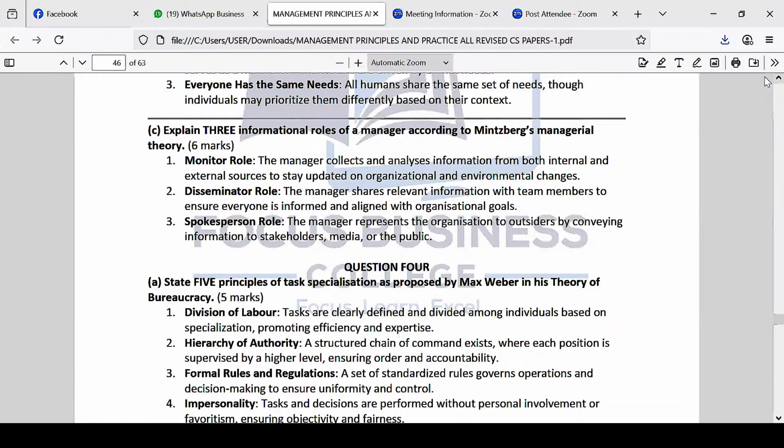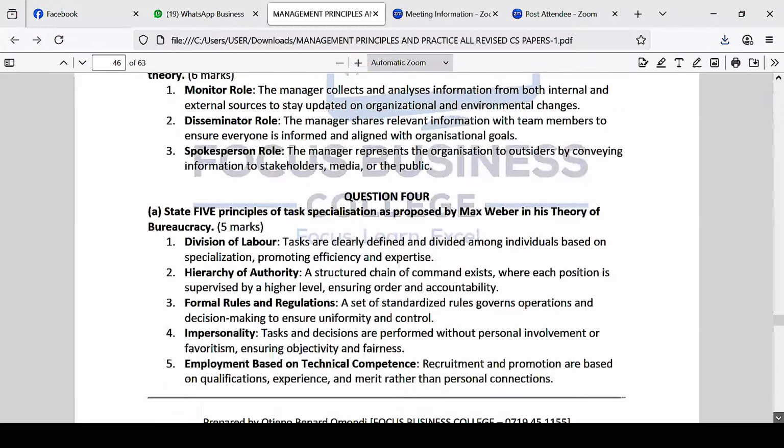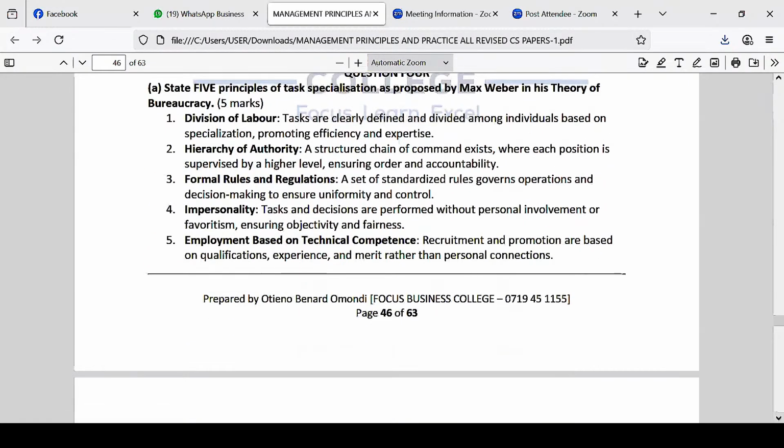Then the next question is asking question 4A. State 5 principles of task specialization as proposed by Max Weber in his theory of bureaucracy.